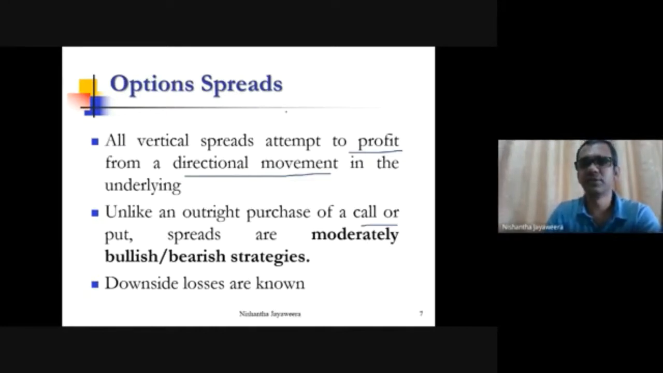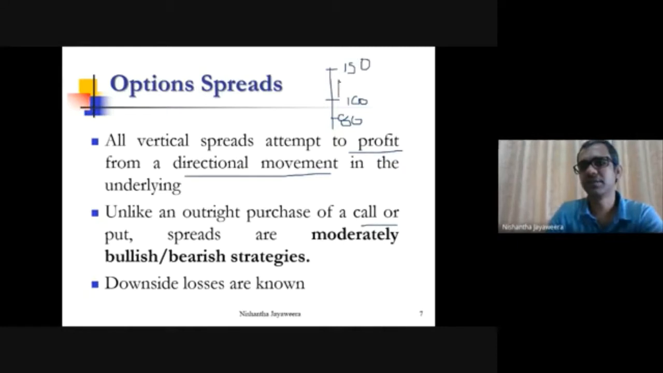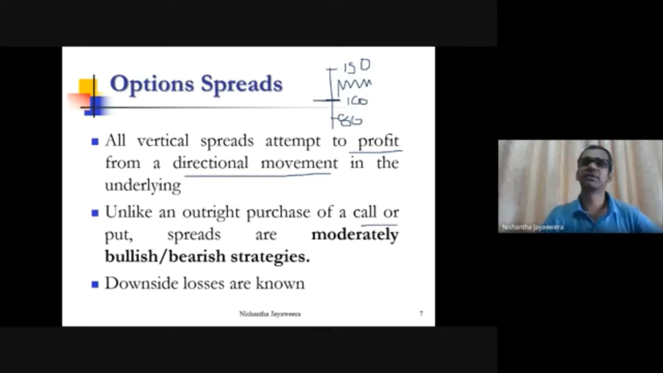The price may not move beyond this point, something like that. Assume that today's spot price is 80. You think it can go above 100, but it may not go above 150, something like that. There's a possibility that the price will remain somewhere here. So in such a scenario, you buy a bull spread. Why? If you buy only this option, what would happen?